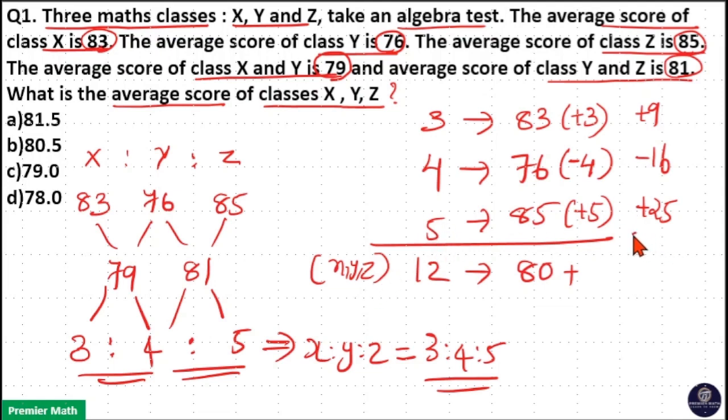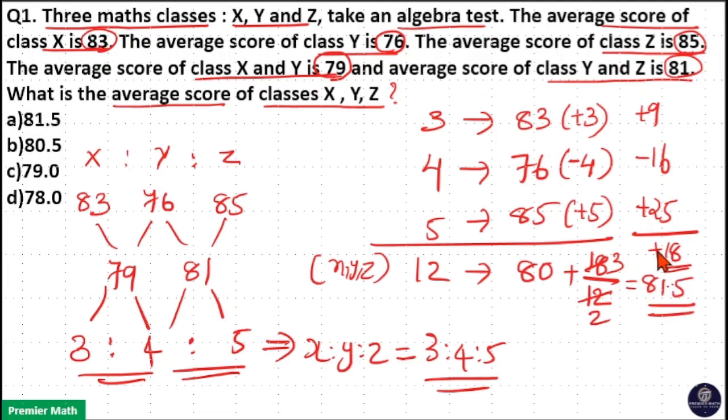Now here total is 25 minus 16 is plus 9, plus 9 plus 9 is plus 18. That is total is 18. So extra 18 marks. So this extra 18 marks should be equally distributed to these 12 people, that is for X, Y and Z. So 18 by 12. Now 6 goes 2 times in 12 and 6 goes 3 times in 18. So 3 by 2 is 1.5. So 80 plus 1.5 is 81.5.